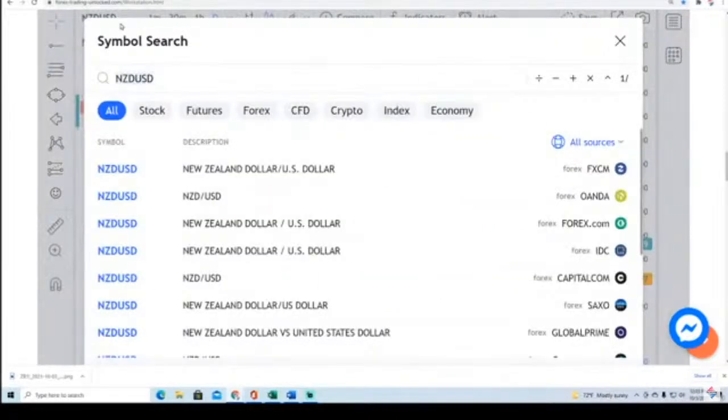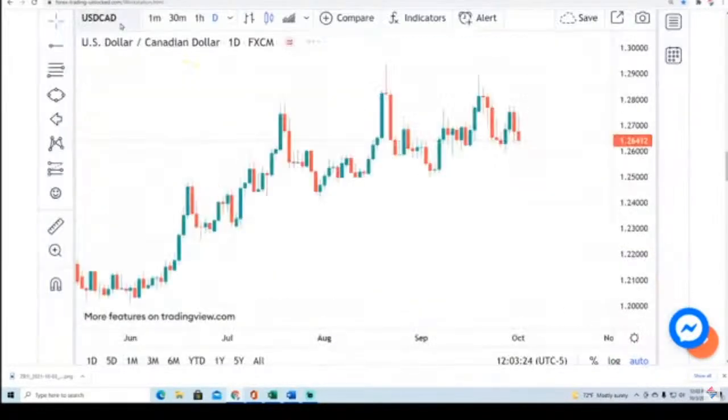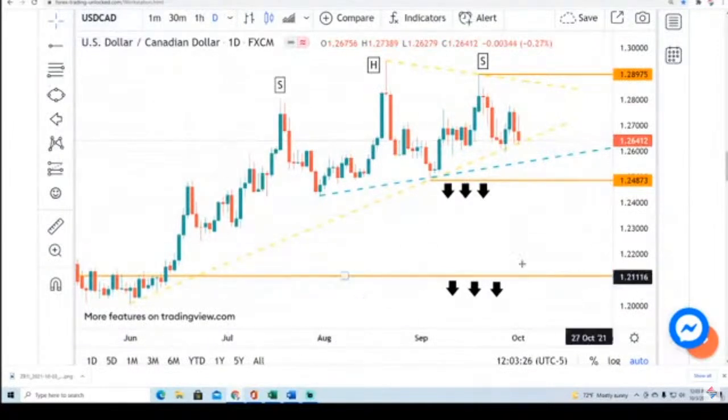All right, now let's go to the US dollar Canada. Here's where we have a setup, guys. If you want to trade, look for a trade. This is interesting because it pulls everything together.